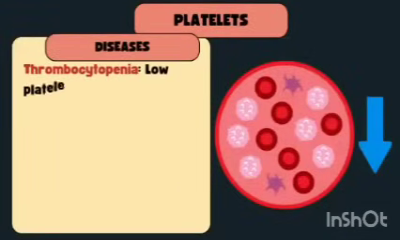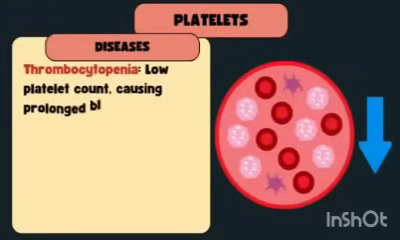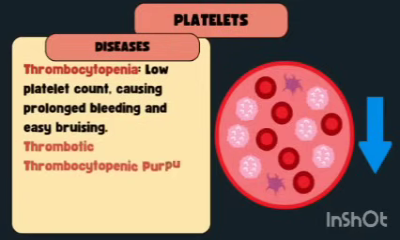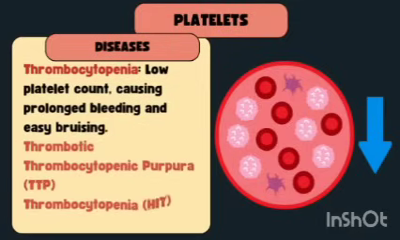Diseases associated with platelets. The first one is thrombocytopenia. In this, a low platelet count is observed, which results in prolonged bleeding and easy bruising. A person loses a lot of blood. The next ones are thrombotic thrombocytopenic purpura, that is TTP, and heparin-induced thrombocytopenia, that is HIT.